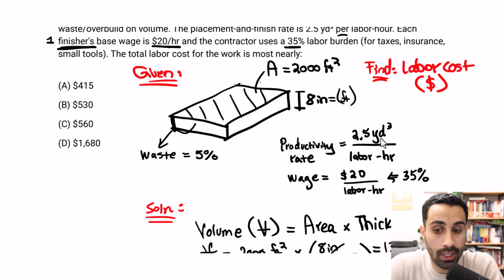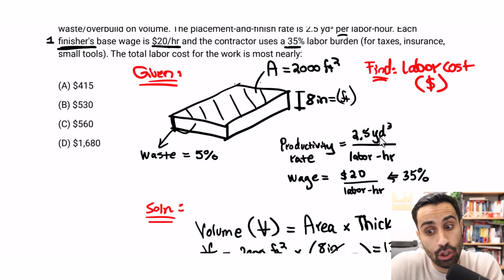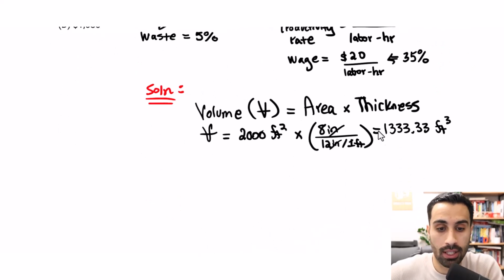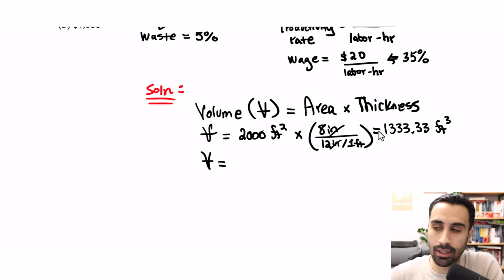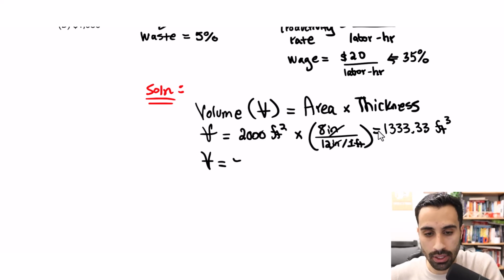Be careful that the productivity rate is in cubic yards. Units have to always match. So I'm going to do this again and say cubic feet to cubic yards, you just divide by 27. There's 27 cubic feet in 1 cubic yard. Just do that quickly in the calculator. You will get the answer in cubic yards as 49.383, and that will be in cubic yards.